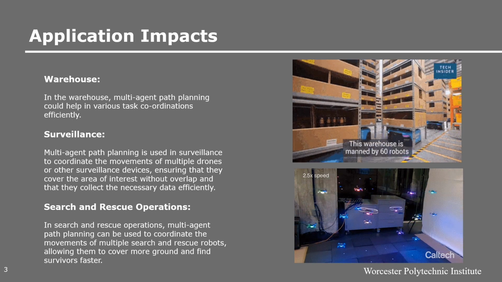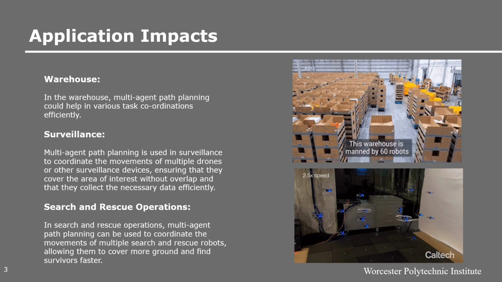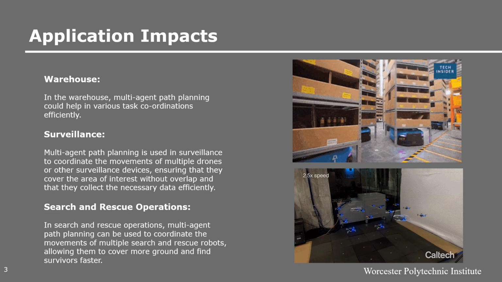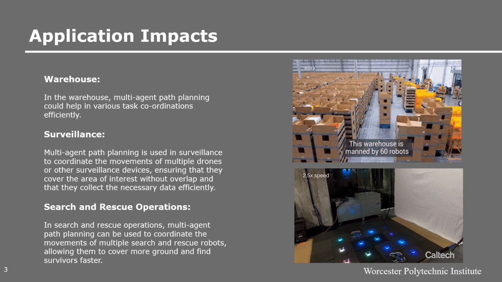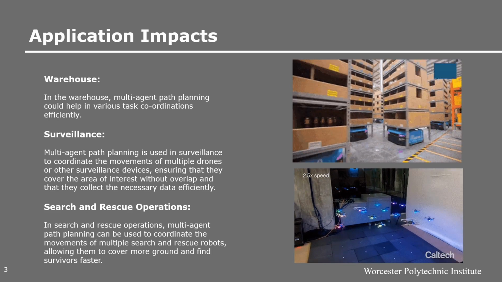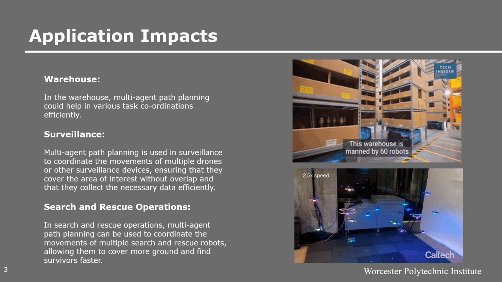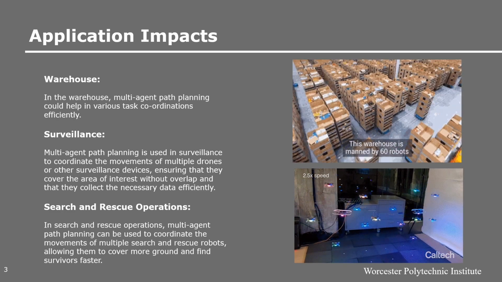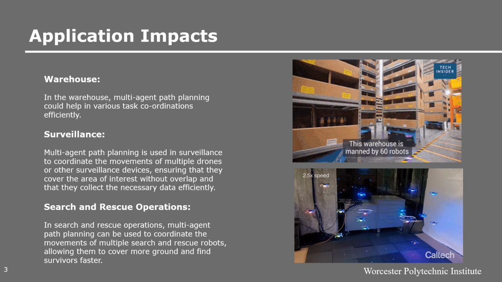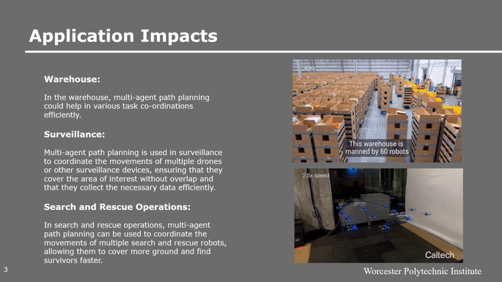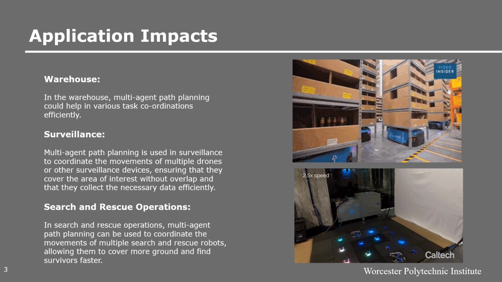First is the warehouse. In the warehouse, multi-agent path planning could help in various task coordinations efficiently. Surveillance. Multi-agent path planning is used in surveillance to coordinate the movement of multiple drones or other surveillance devices, ensuring that they cover the area of interest without overlap and that they collect the necessary data efficiently.